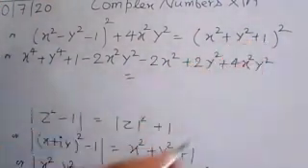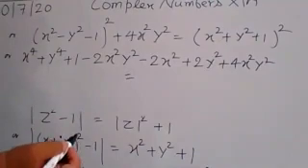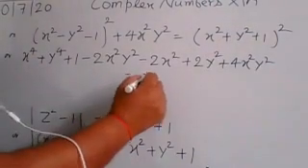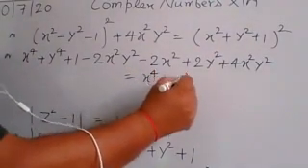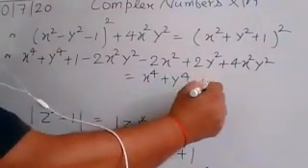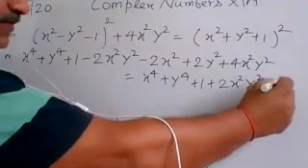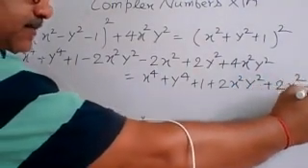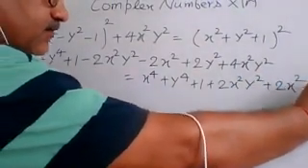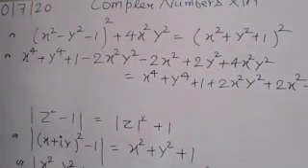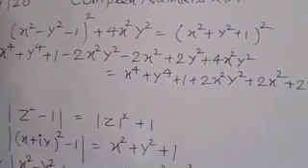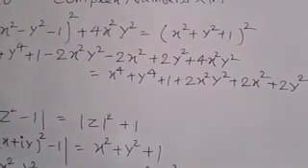in the same way, here you take the square of the right side. So x to the power 4 plus y to the power 4 plus 1 plus 2 times x square y square plus 2 times x square and 2 times y square. Okay, so you write 2 times y square.